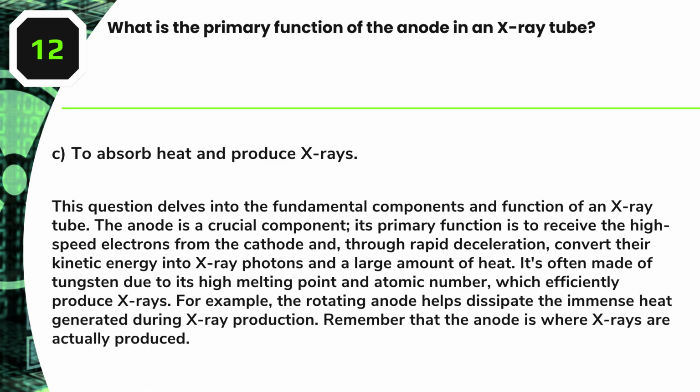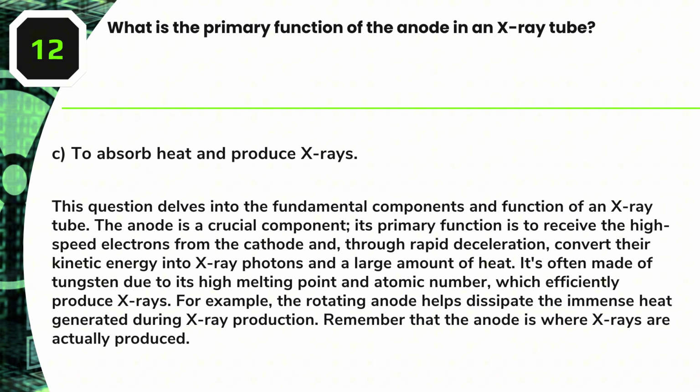Answer: C. To absorb heat and produce X-rays. This question delves into the fundamental components and function of an X-ray tube. The anode is a crucial component. Its primary function is to receive the high-speed electrons from the cathode and, through rapid deceleration, convert their kinetic energy into X-ray photons and a large amount of heat.